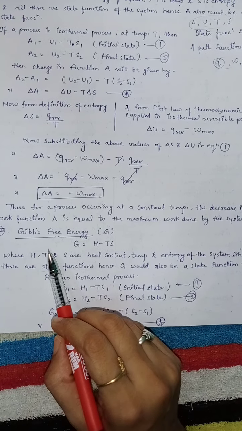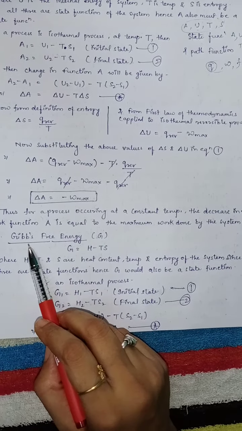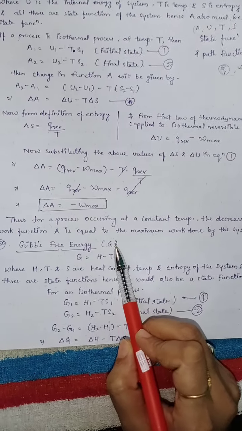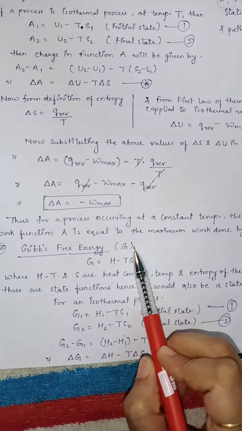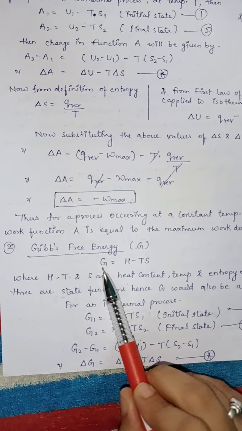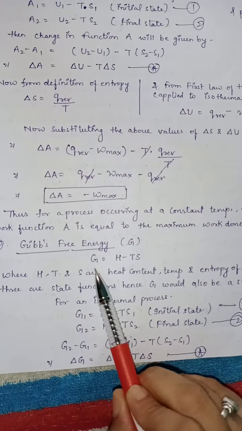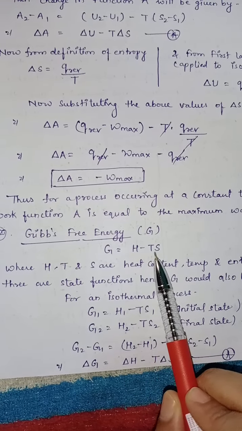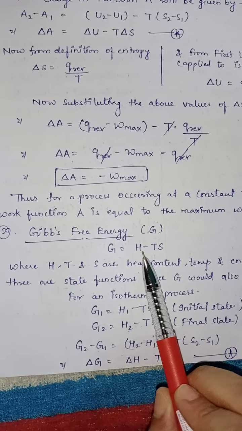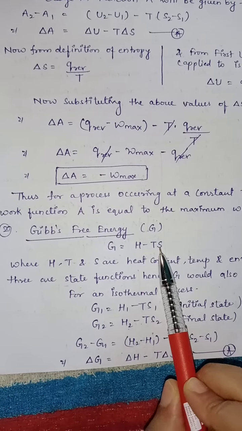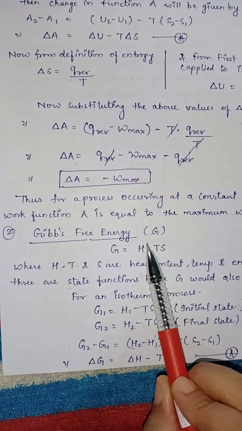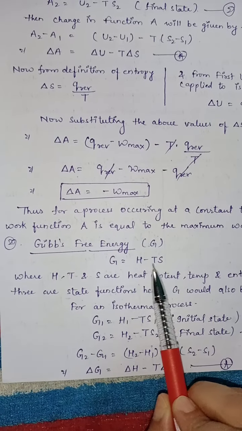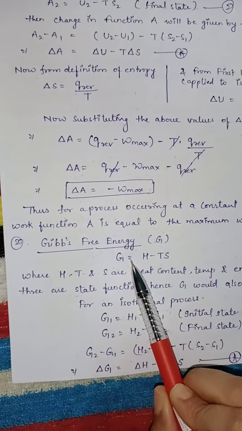Good morning students, now I'm going to start your second topic, which is Gibbs free energy, and it is also a state function. It is denoted by capital G. It is a very common equation which denotes the relationship between free energy, enthalpy and entropy: G equals H minus T del S. Since H and S are both state functions, G is also a state function.